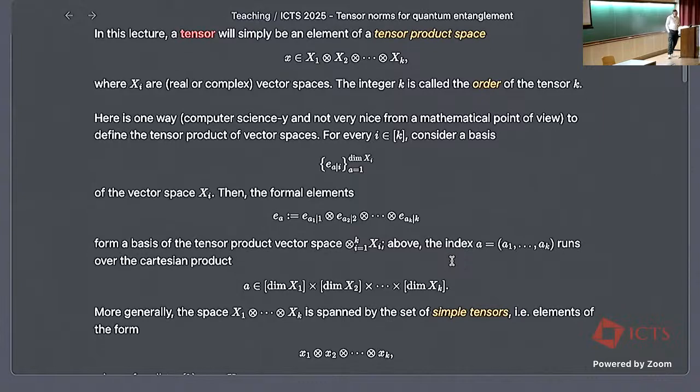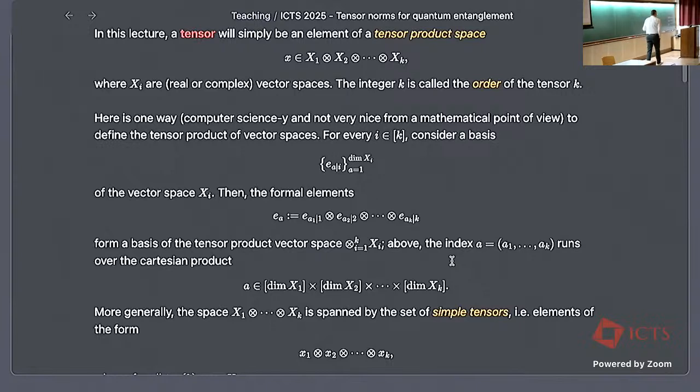And this also gives you the dimension of this tensor product vector space. It's the product of the dimensions. This is one of the important features of the tensor product: the dimension of the tensor product space is exponential in k.